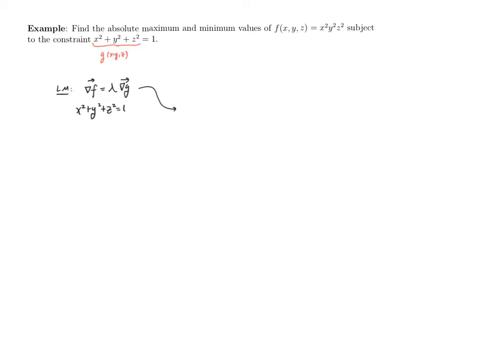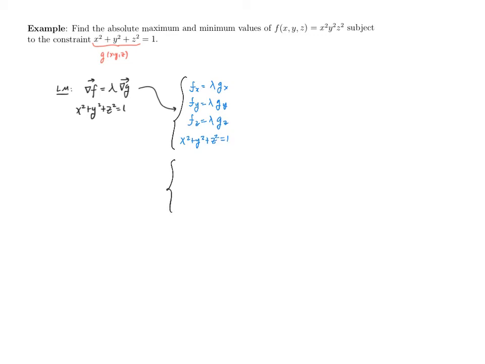In terms of the gradients, we have three equations, one corresponding to each of those partial derivatives. So I'm going to write out this intermediate step. f sub x is lambda g sub x, f sub y is lambda g sub y, f sub z is lambda g sub z, and then we have our constraint. And if we go ahead and put this specifically in terms of our functions f and g.